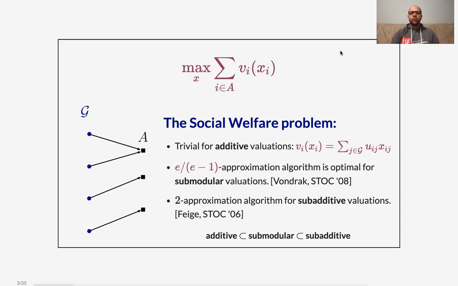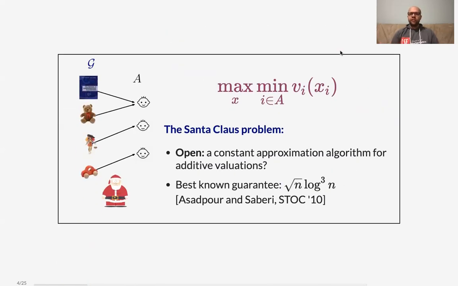So then you might try to go the other way and try to achieve maximal fairness. And this is known as the Santa Claus problem. And here the goal is to, well, let's still allocate the goods to the agents, but instead of maximizing the sum, let us just maximize the least happy agent overall. And this problem turns out to be very hard to deal with. Again, it's NP hard, but here, even with additive valuations, we don't even know if there is a constant factor approximation algorithm. And the best known guarantee here is square root n log n cubed for this problem.